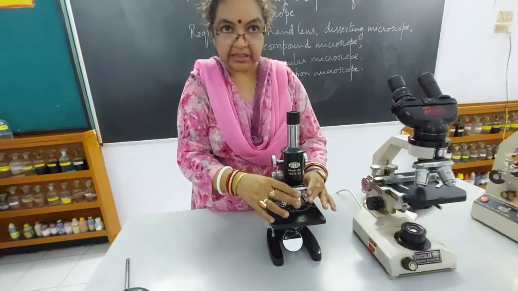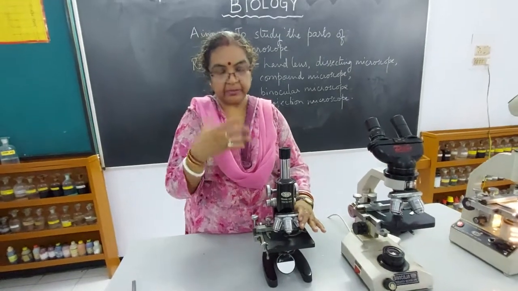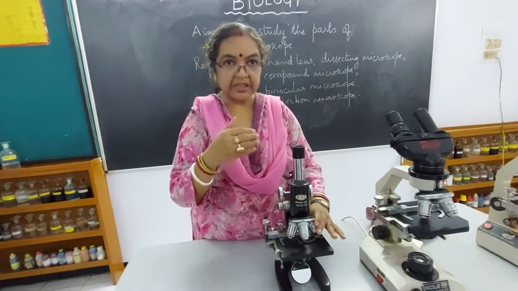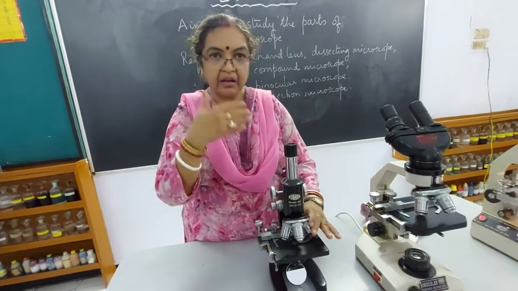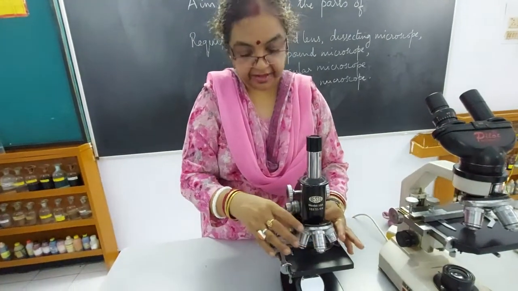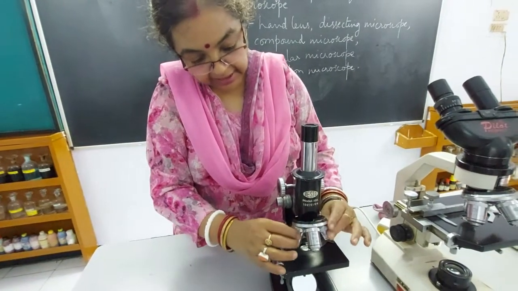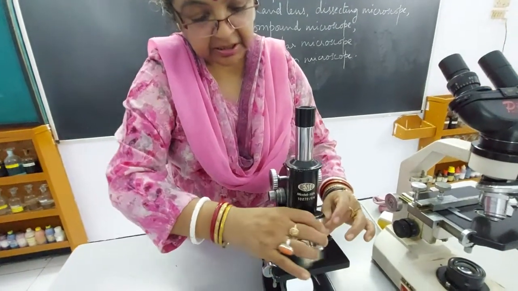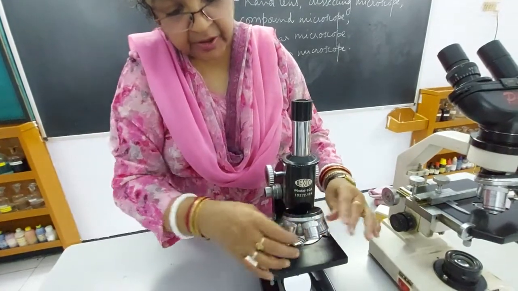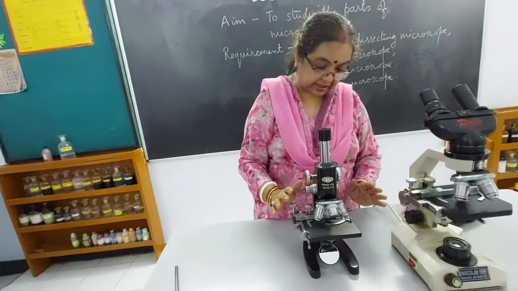What we are having maximum is 100x. That means 100 times the object will be magnified. 45x means 45 times it will be enlarged. 10x means 10 times and 5x means 5 times. So all these are attached to the nose piece, and we can change the position and observe the same object at higher magnification or at lower magnification.